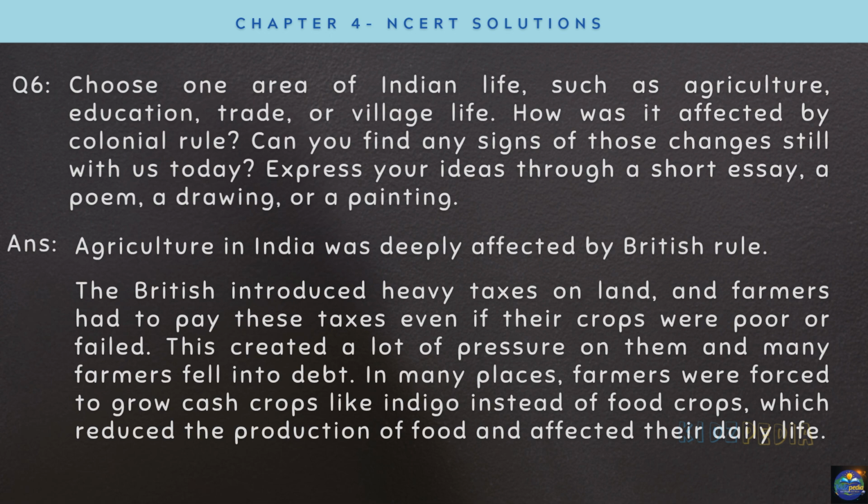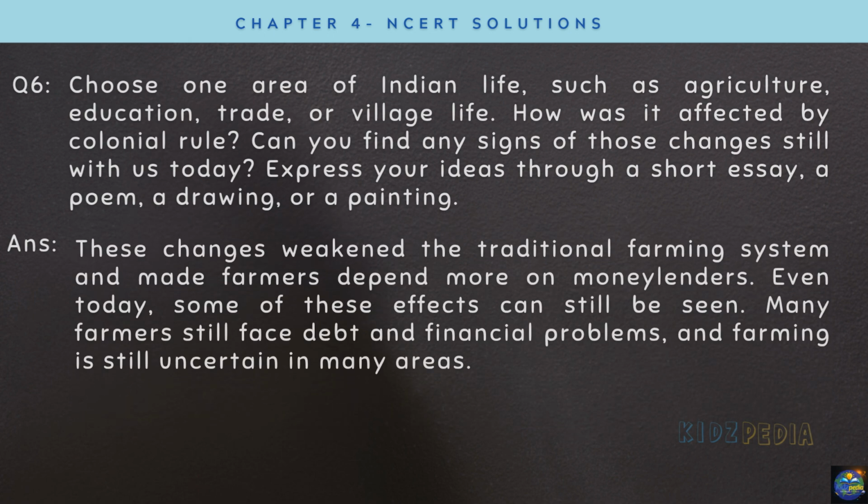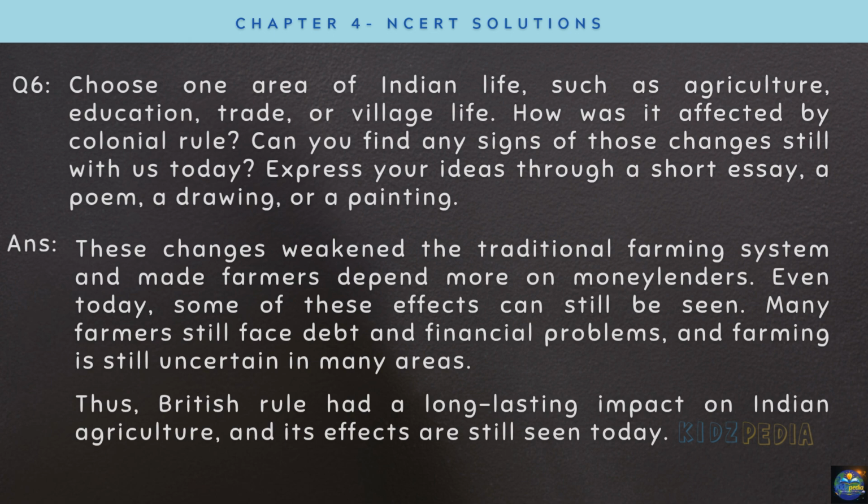In many places, farmers were forced to grow cash crops like indigo instead of food crops, which reduced the production of food and affected their daily life. These changes weakened the traditional farming system and made farmers depend more on moneylenders. Even today, some of these effects can still be seen. Many farmers still face debt and financial problems, and farming is still uncertain in many areas. Thus, British rule had a long-lasting impact on Indian agriculture, and its effects are still seen today.